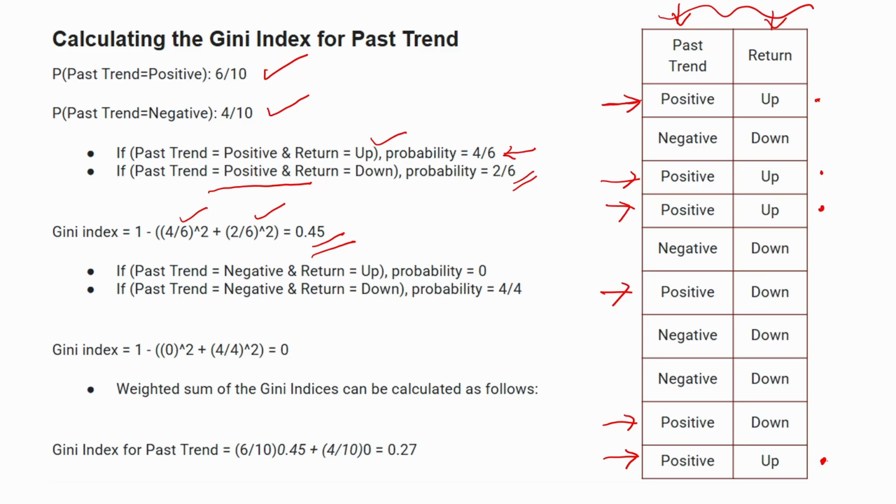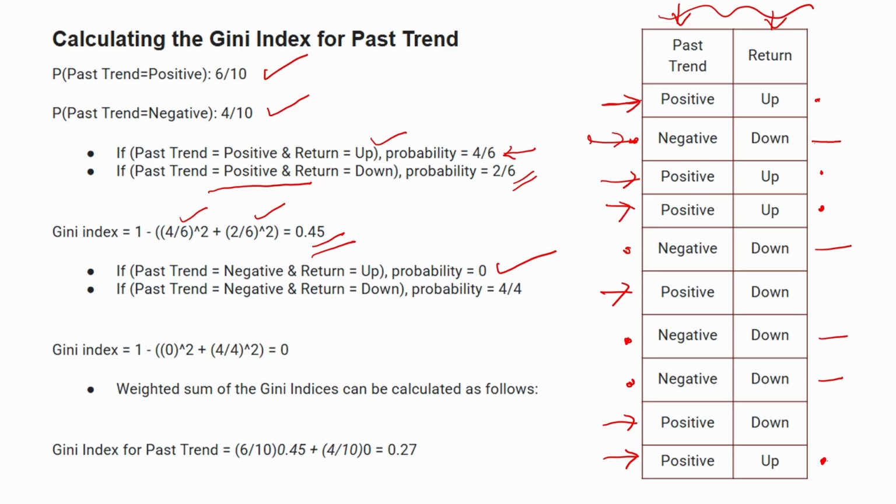So for this negative, I can say this one is for -1, then 2, 3, 4. So there are 4 rows with 4 samples, that is with negative. Out of this negative, how many are there down? 1, 2, 3, 4. So we have 4 negative and all 4 are down, means up is 0. So when we are talking about past trend negative and return up, the probability is 0, because you can see that there is no entry for up here. For the negative entry, there is no up.